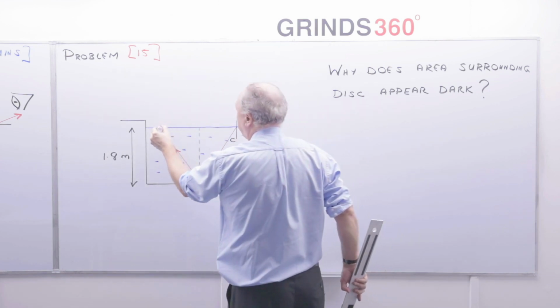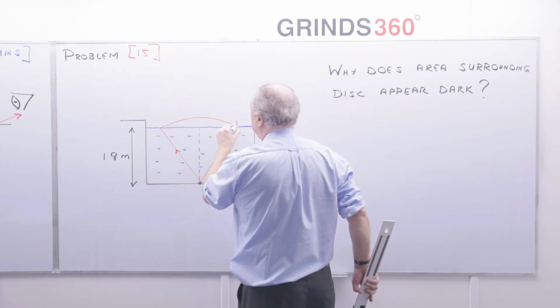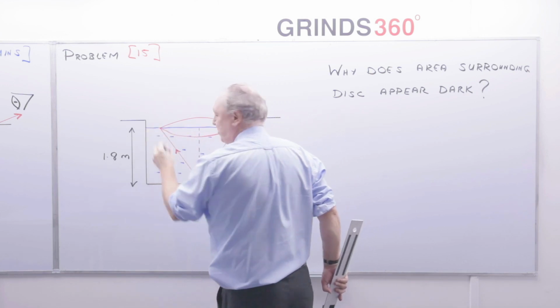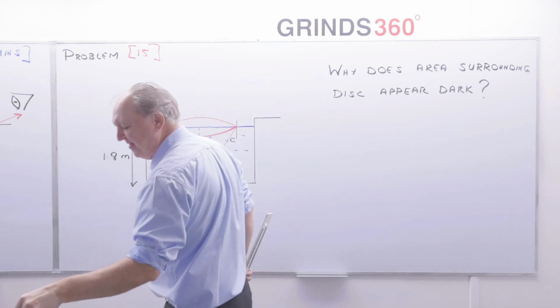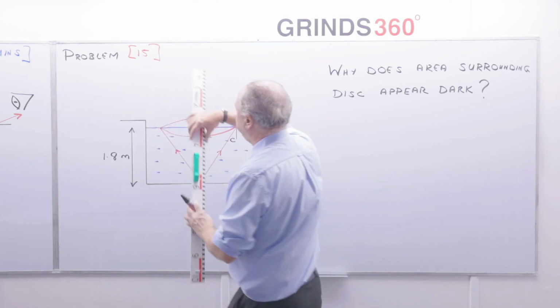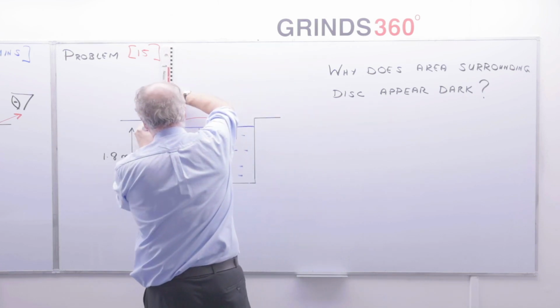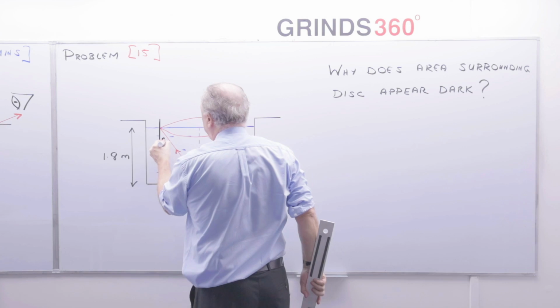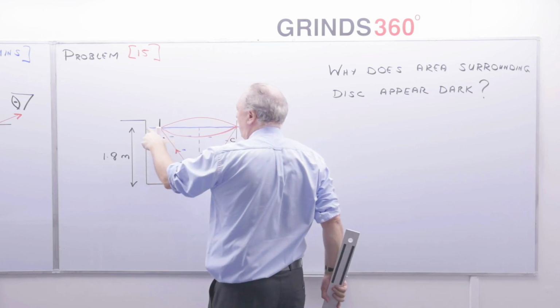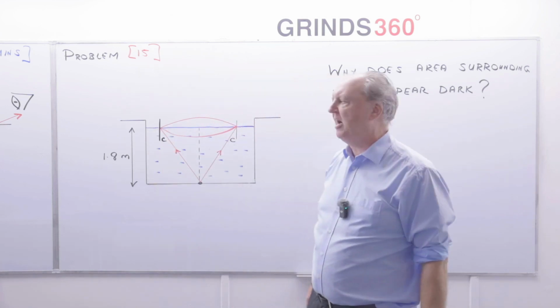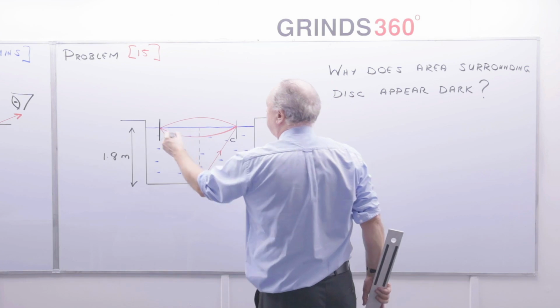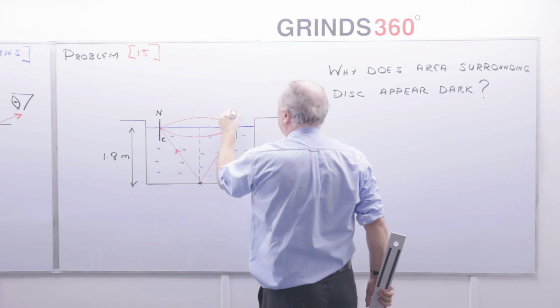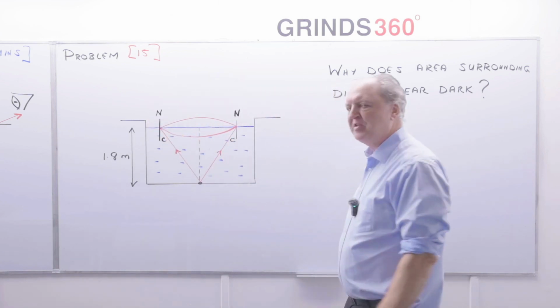Everything inside this disc here, the light will escape, and you will see that disc of light. This here, here's my normal. There's your critical angle. That ray of light will just go along the surface. It won't escape to somebody's eye. So anything to the left and right of those normals will appear as dark.